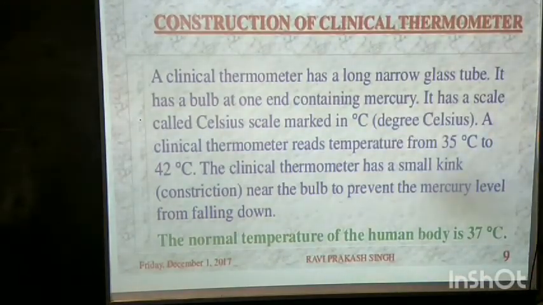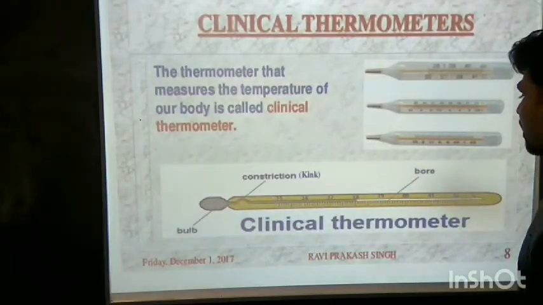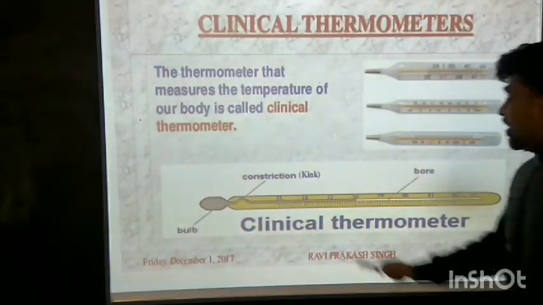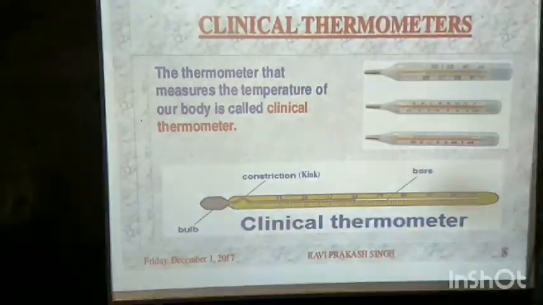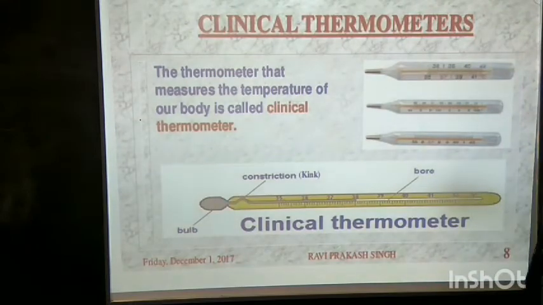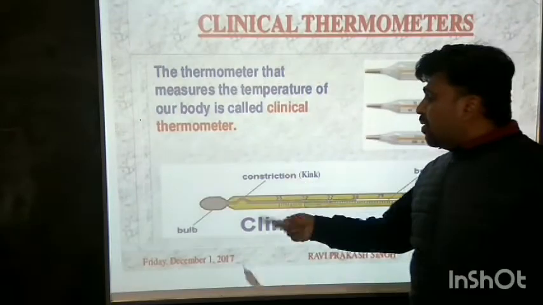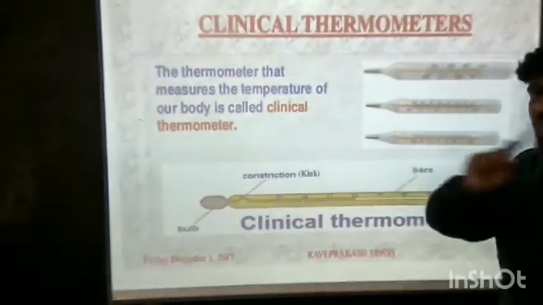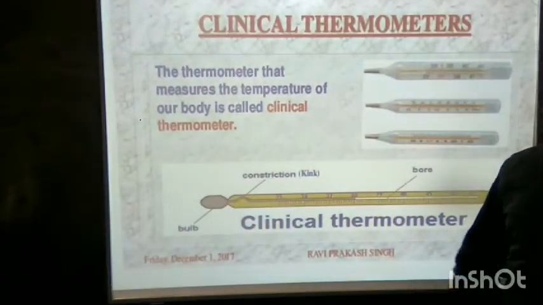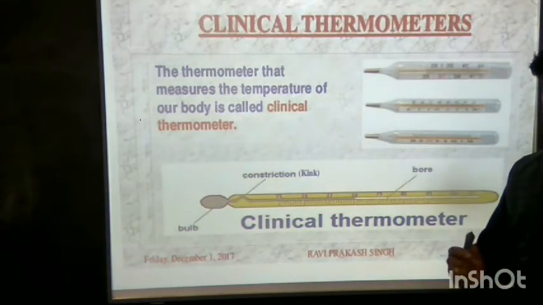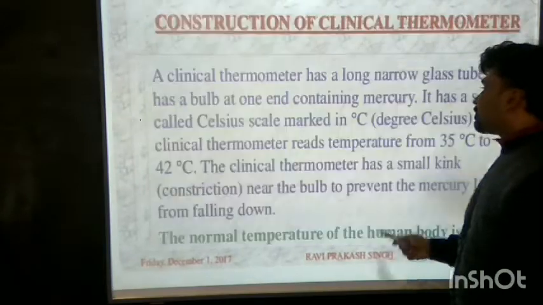If you observe here, I already explained that this is a clinical thermometer. The temperature is given in degrees Celsius. It is 35 degrees Celsius to 42 degrees Celsius. Now this is the bulb. Clear? Inside the bulb it is completely filled with mercury. By using the mercury we can easily and accurately tell the temperature of our body.